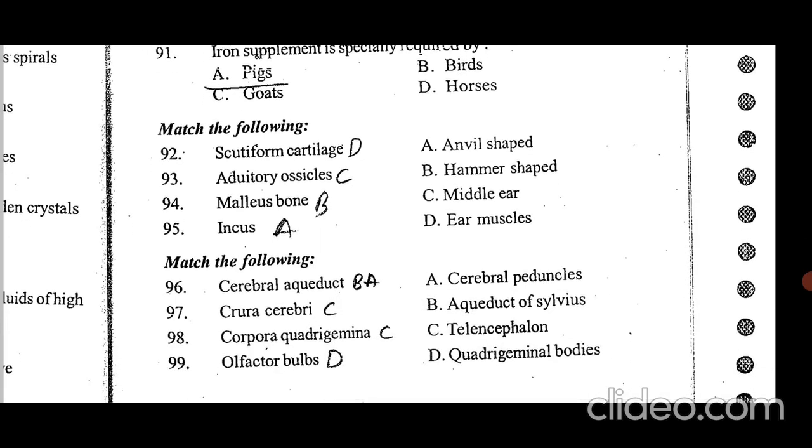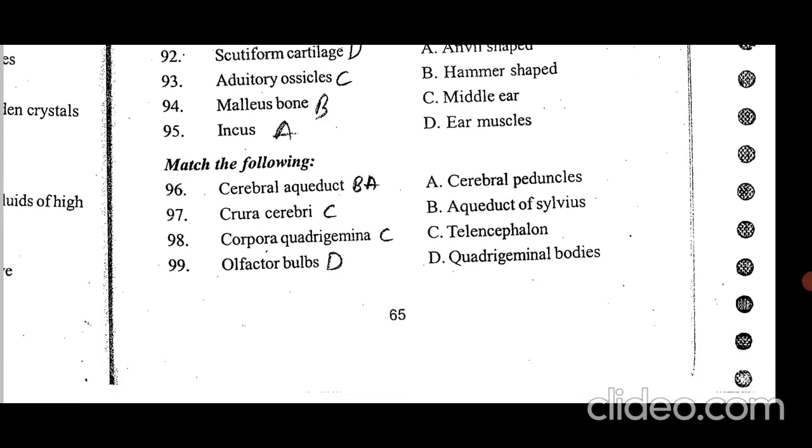Scutiform cartilage is in ear muscles. Auditory ossicles are in the middle ear. Malleus bone is hammer shaped. Incus is anvil shaped. Auditory ossicles are in the middle ear, and scutiform cartilage is in ear muscles.